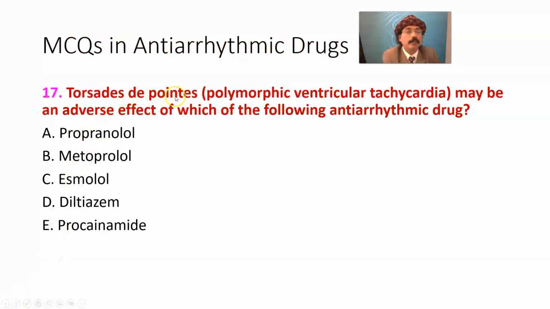Number 17. Torsade de Pointes. That is what? That is polymorphic ventricular tachycardia. May be an adverse effect of which of the following antiarrhythmic drug? Propranolol, metoprolol, esmolol, diltiazem, procainamide. What is the answer? Number 17. Torsade de Pointes is an adverse effect. Torsade de Pointes is the polymorphic ventricular tachycardia. Answer should be adverse effect of what? Procainamide. It may be the adverse effect of some antidepressant drugs that also cause torsade de Pointes. Our choice here is procainamide. Okay, that is polymorphic ventricular tachycardia.